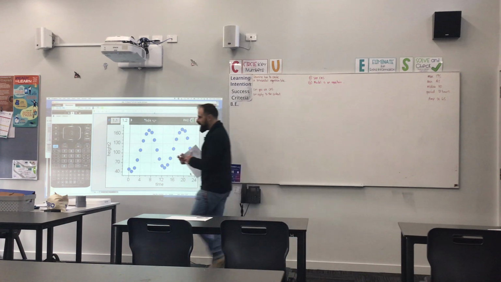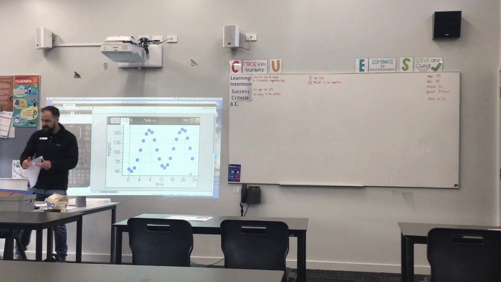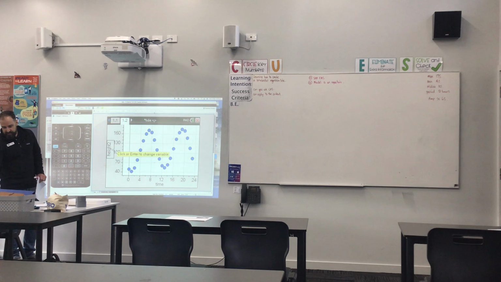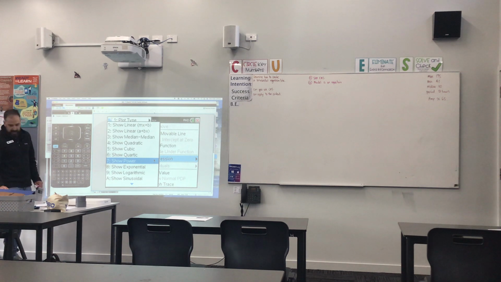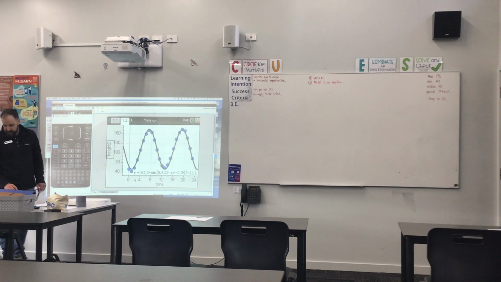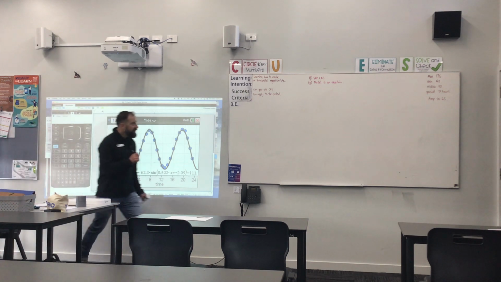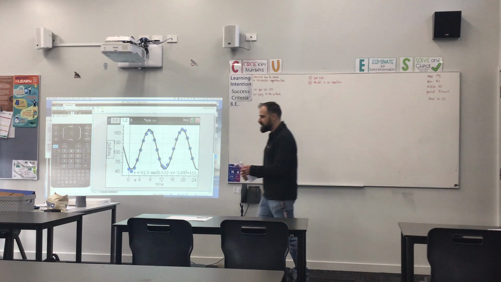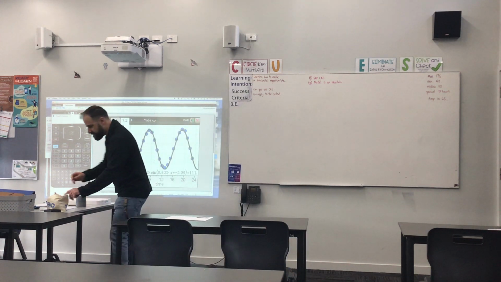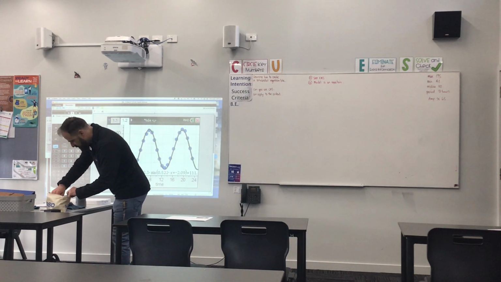All right, so how do we do a regression line on our calculator? We go to Menu, Analyze, Regression, and then here's our Show Sinusoidal down the bottom. And it gives the equation for us. So what am I going to write? I'm going to write the equation that the calculator gave me.